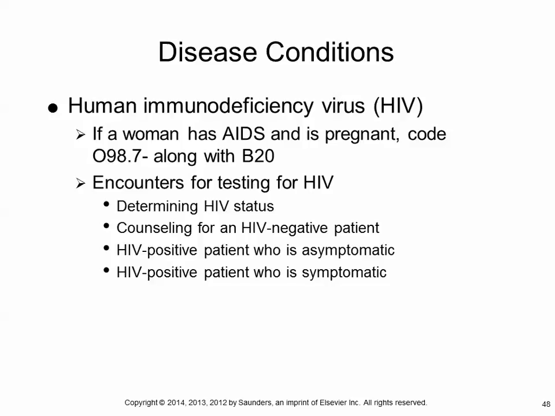All right. HIV positive patient who's asymptomatic, that's going to be Z21. You could also put a counseling code on there as well. And for an encounter for an HIV positive patient who is symptomatic, then you're going to move to your B20. Okay? So there we have HIV kind of in a nutshell.